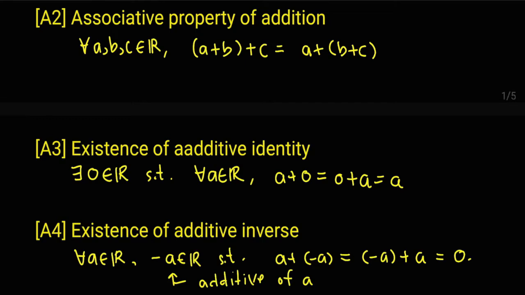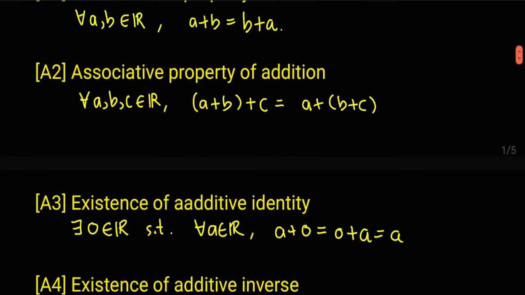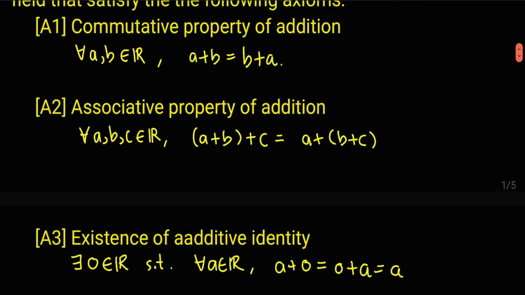A2, A3, and A4 are actually the three conditions for the set of real numbers to be considered as a group. Since this is an abstract algebra concept, all properties of groups discussed in abstract algebra also hold in the set of real numbers. Together with the first property, commutative property of addition, we say that the set of real numbers under addition is actually an abelian group.